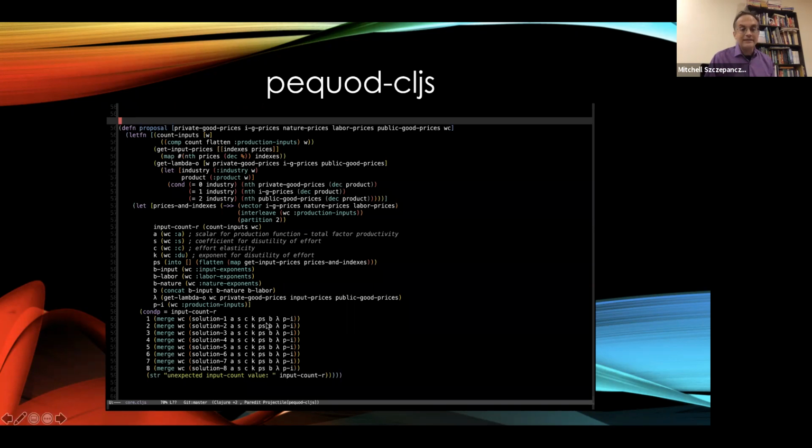And then depending on how many individual intermediate goods we have, we then run one, or actually it's always one of these different solution functions depending on the count of the number of inputs that we have.